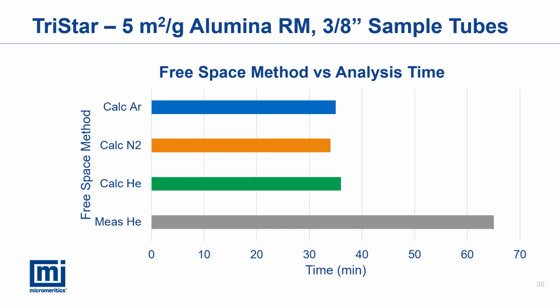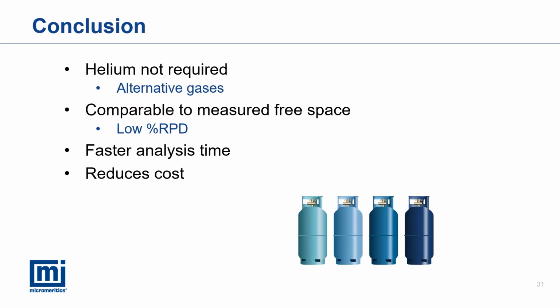In summary, the new sample tube free space feature offers a quick method to calculate free space values on the Micromeritics surface area analyzer system, eliminating the need for helium. Calculated free space generates consistent results comparable to direct free space measurement with negligible difference and faster analysis. This alternative approach not only saves time but also reduces costs.